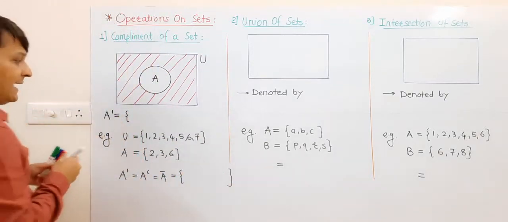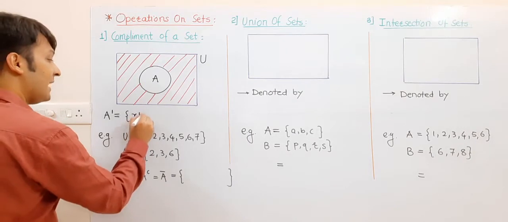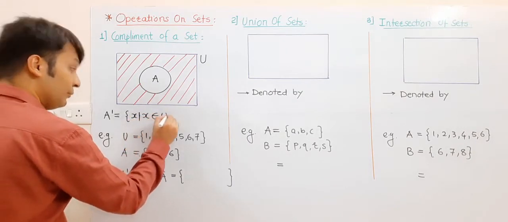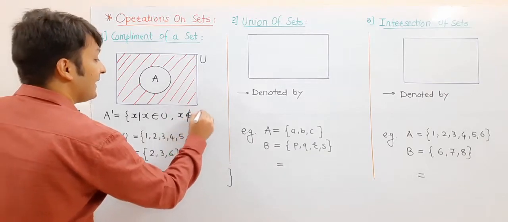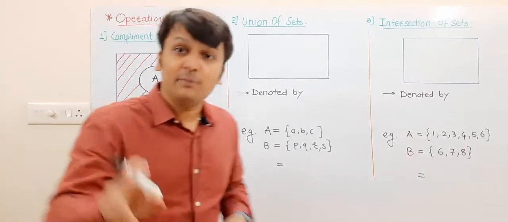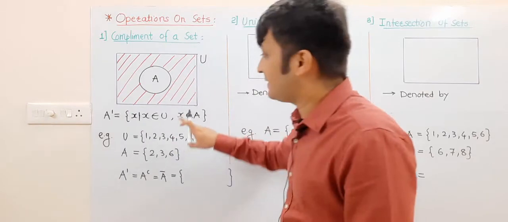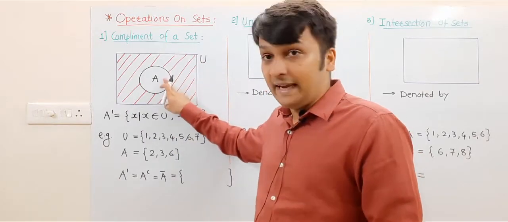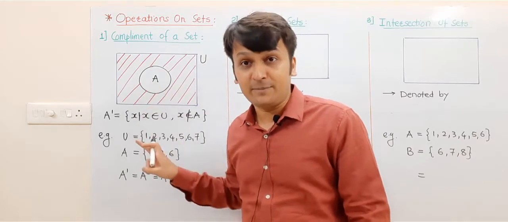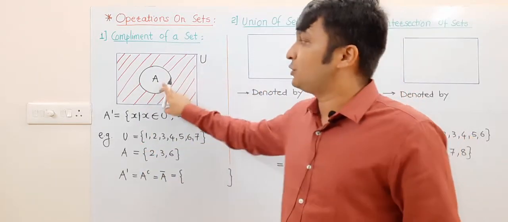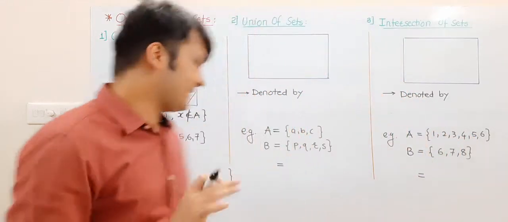For example, can I write like this? {x such that x belongs to U but x does not belong to A}. Correct or not? The elements are in U but not in A. I repeat, elements in U but not in A is going to be the complement of a set. So remember, complement of a set means elements that are in U but not in A. Correct?